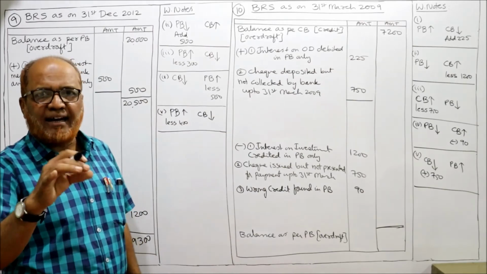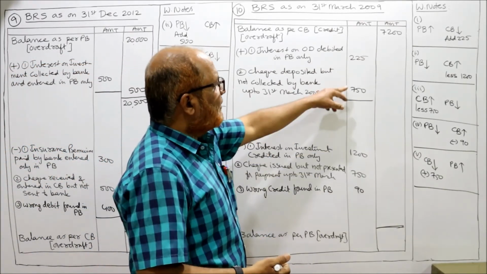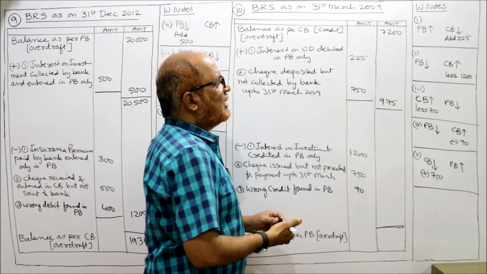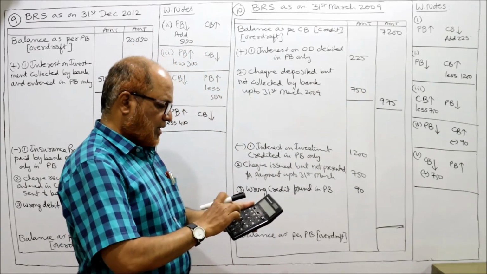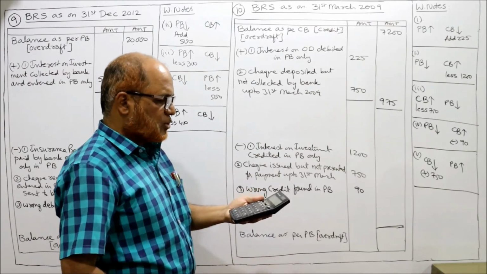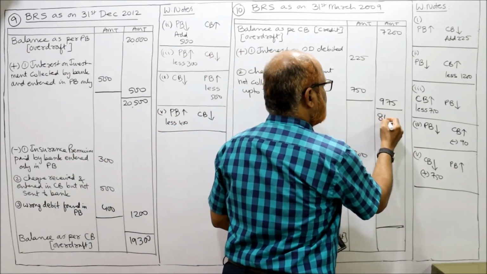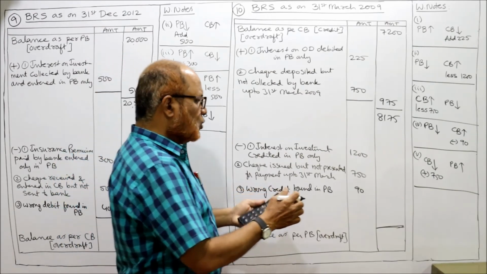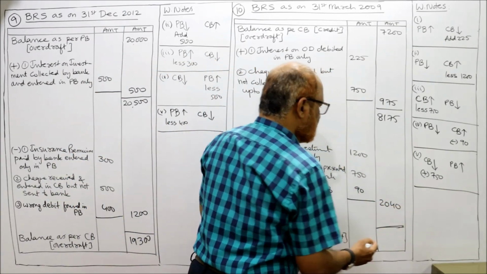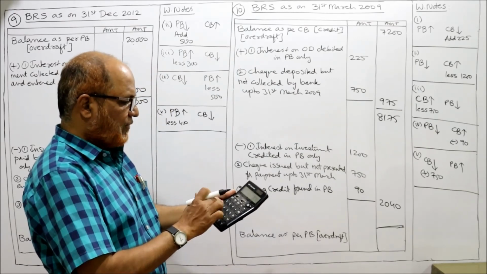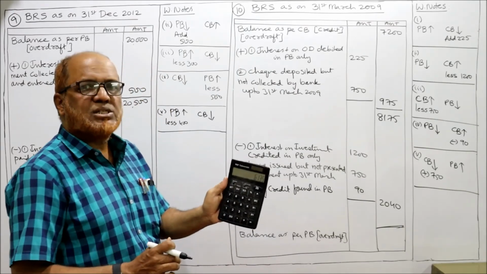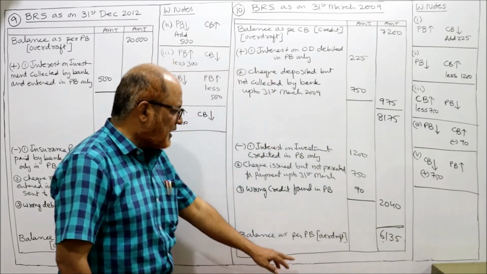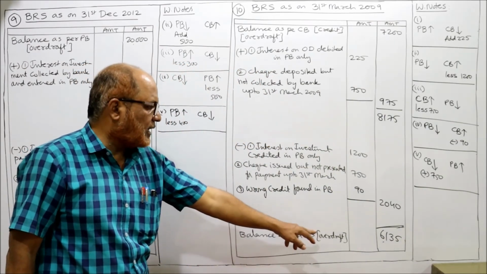Now simply take the total of add items and less items in the outer column. So here 7,200 plus 975 comes to 8,175. Now less items are 1,200 plus 750 plus 90, that is 2,040. Now I subtract 8,175 minus 2,040, which is 6,135. What is this 6,135? Balance as per passbook. That is overdraft.